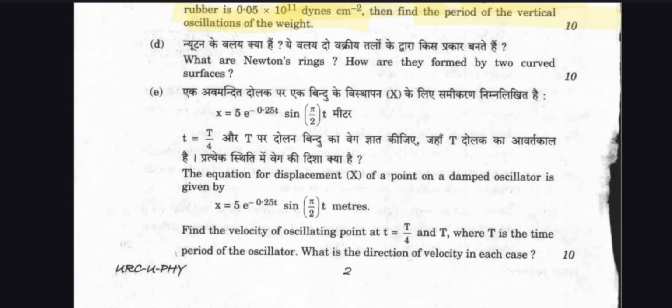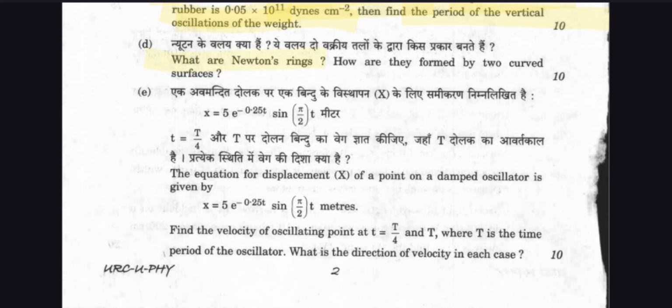And question number D. What are Newton's rings? How are they formed by the two curved surfaces? And question number E is here.